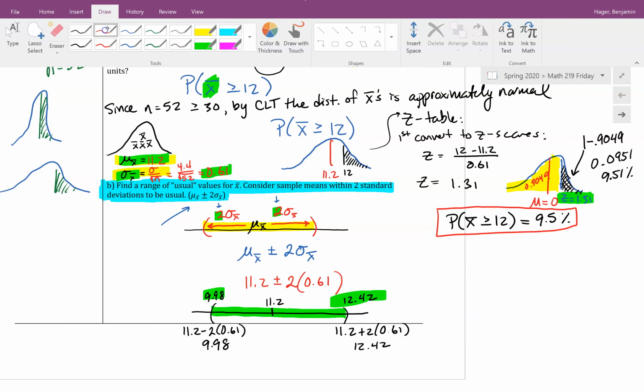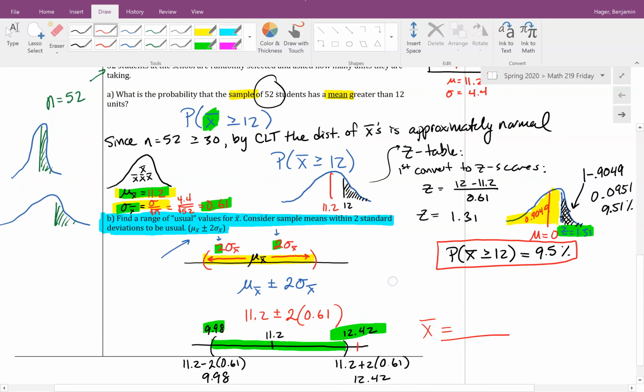So if I ask these 52 people how many units they're taking, and I end up with an average of 13, I would say that's weird. That's unusual, because that's beyond 2 standard deviations from the mean. 13 would be somewhere around here, so it would be outside of 2 standard deviations. I would consider that an unusual answer. This window right here would be where I would expect all my typical answers to be, between 9.98 and 12.42. That's what we would expect a sample mean to come out to when asking these 52 people how many units they're taking.